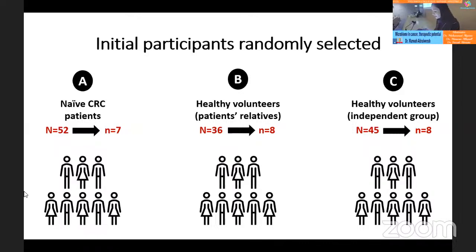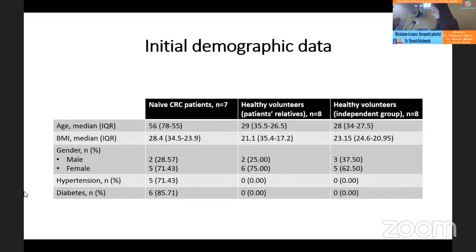As you can see, from the cancer patients, we selected 7. From each of the control groups, we selected 8 individuals. And these are the initial demographic data in regard to the age, body mass index, gender, hypertension, and diabetes.